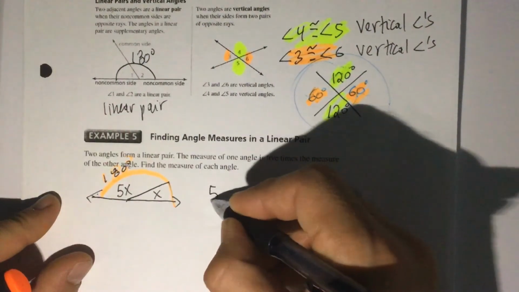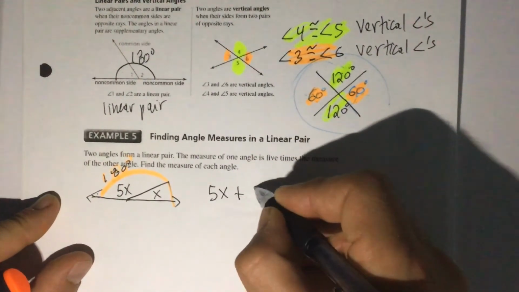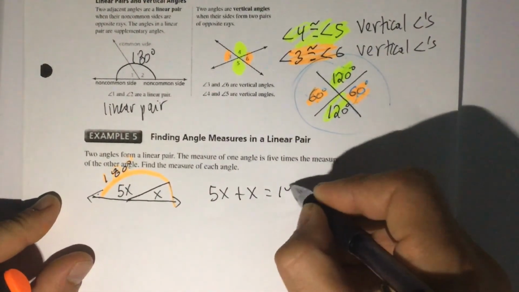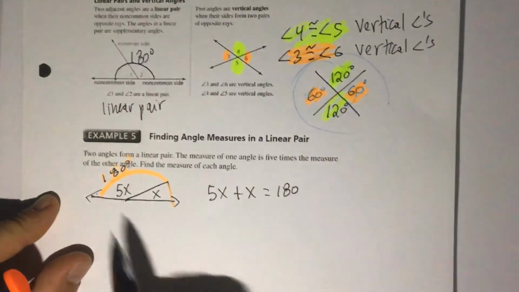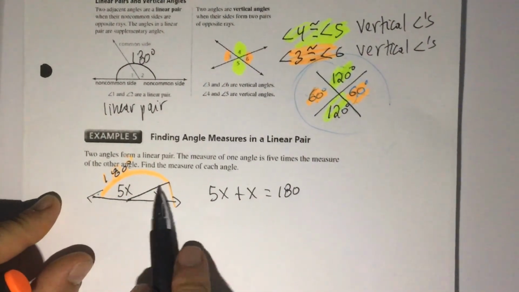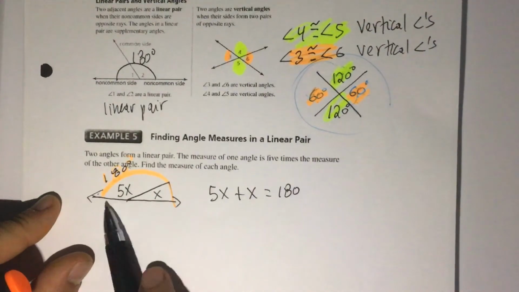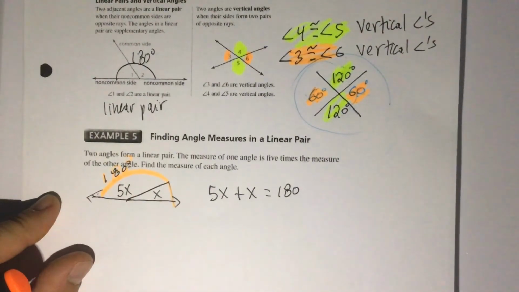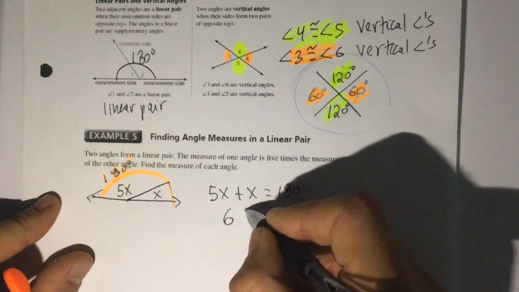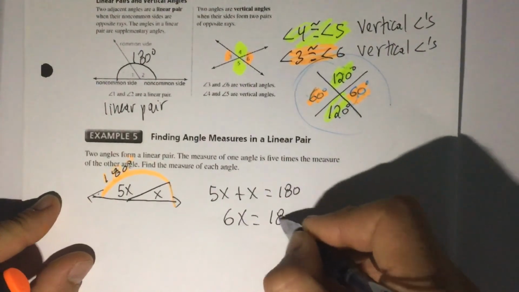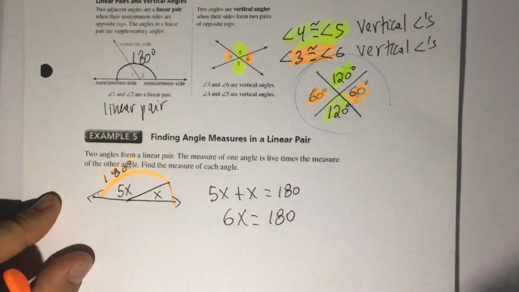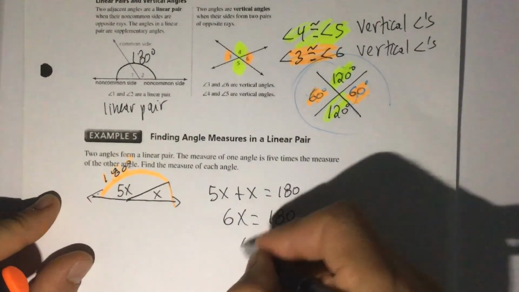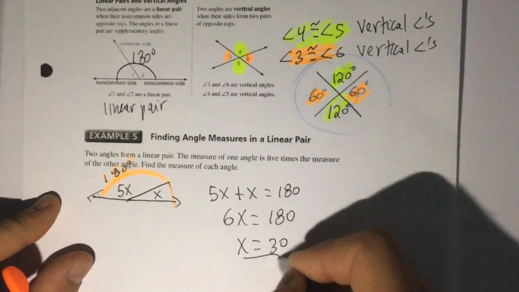So 5x plus x equals 180. It's because it's a linear pair, right? A linear pair means two angles that are adjacent, and they add up to 180. So 6x equals 180 degrees right there. Divide both sides by 6 should give you x is equal to 30.